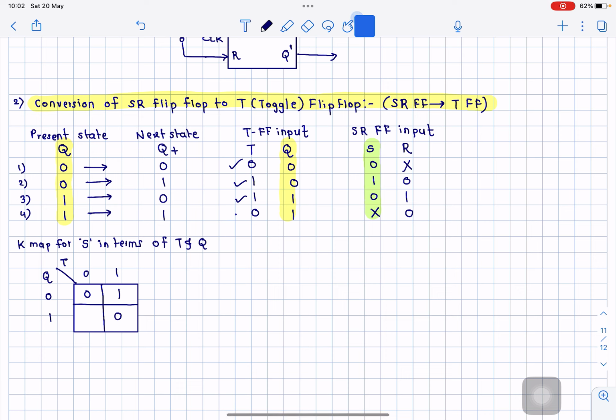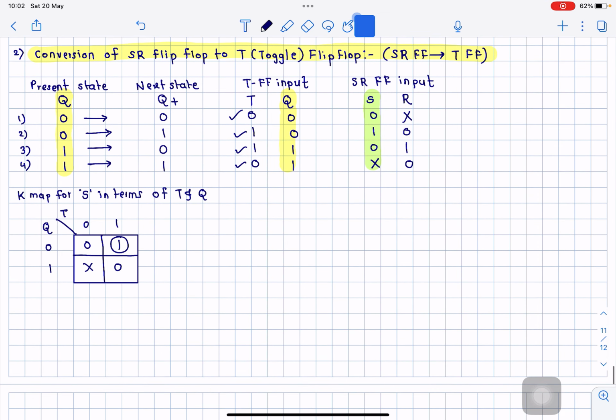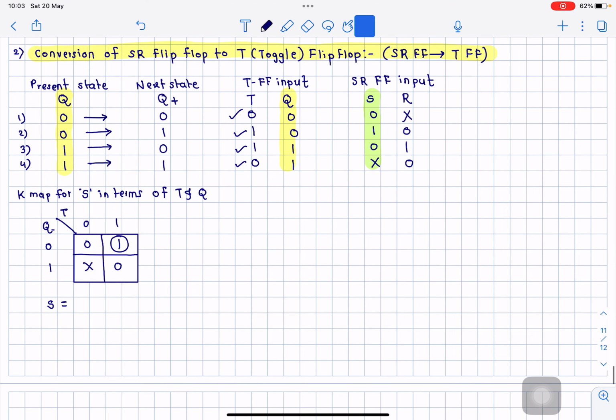And similarly, when T is 0 and Q is 1, S is X. This is X. So we can only group this single cell because this is the only case possible. We cannot combine with the don't care condition because it is located on the diagonal. So what will be the expression of S in terms of Q and T then? S is equal to, this is the minterm, so this will give you T Q bar, or TQ dash, right?